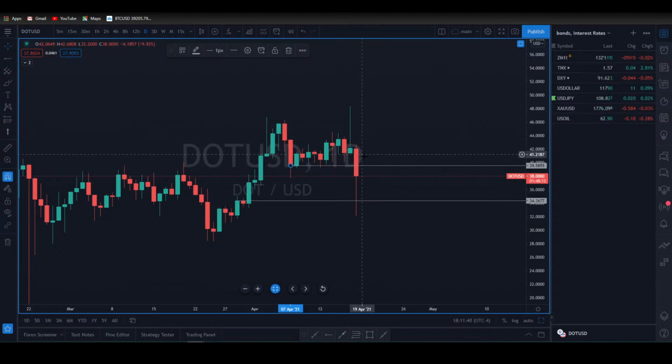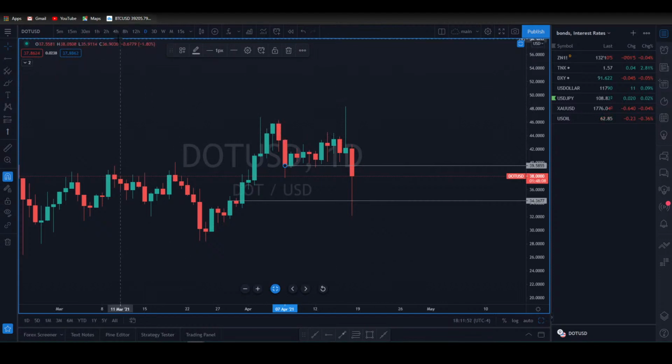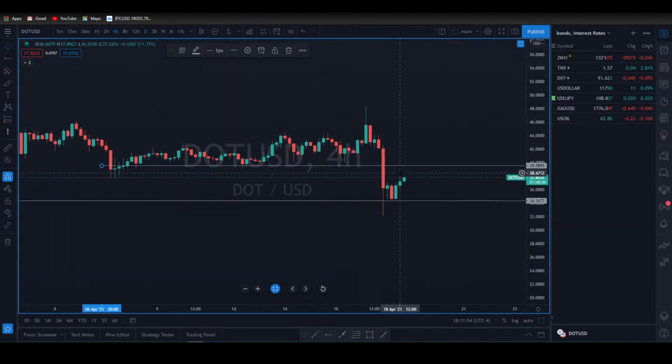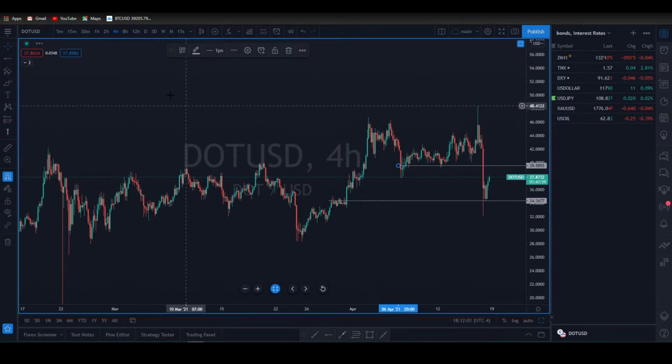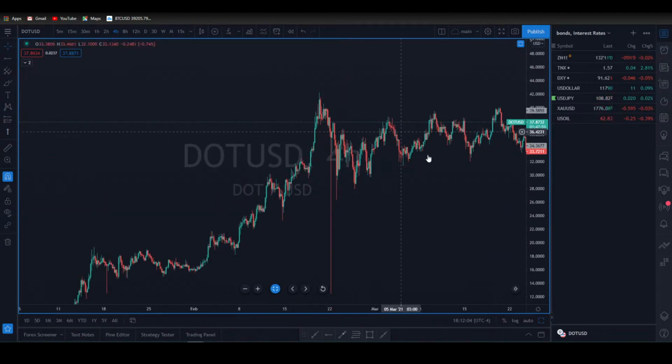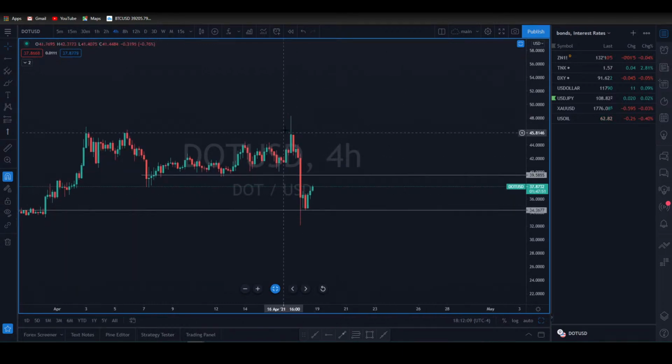As soon as you get that daily closure above 39.58, the trade is invalid. I would go as far as to say as soon as you get a 4-hour close above that level, the trade is invalidated. That's just my opinion. DOT has been really strong, and seeing big moves like this, especially on Kraken, it can happen, and then it can get bought right back up. This could be a buying opportunity for a lot of people.